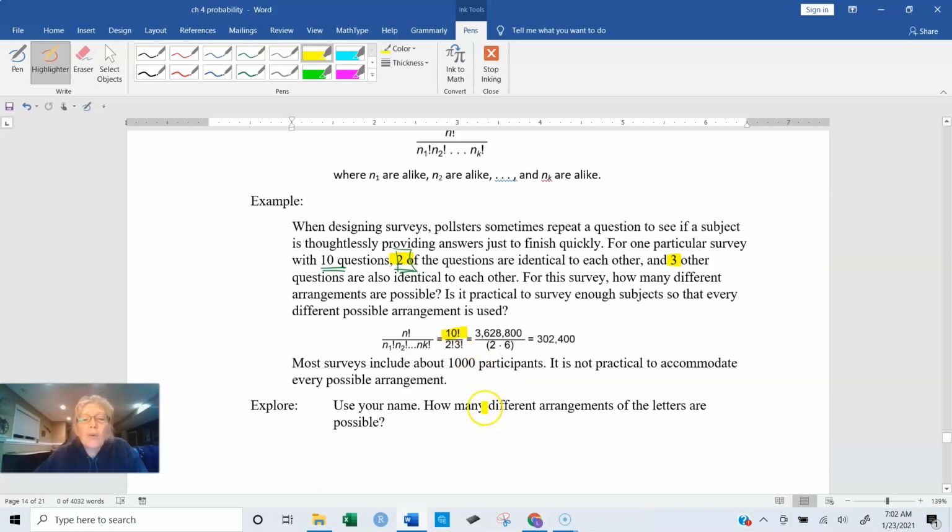So that's 3 factorial. So you multiply these 2 together, that's where this 2 times 6 came from, and you divide your 10 factorial by your 12, and you get 302,400 different ways to answer that survey.